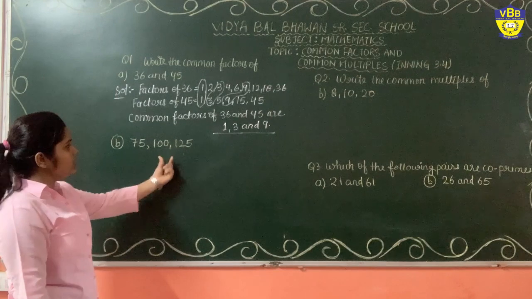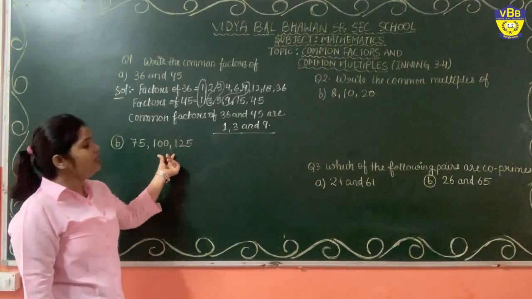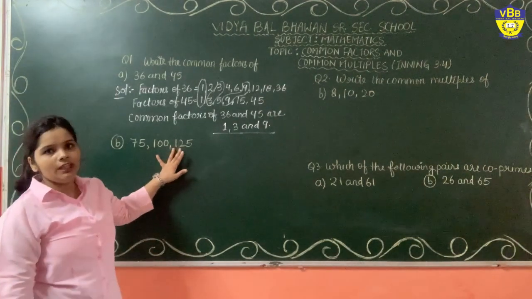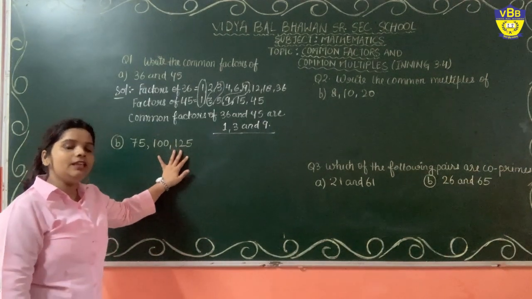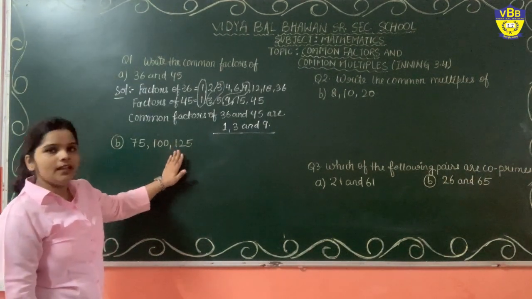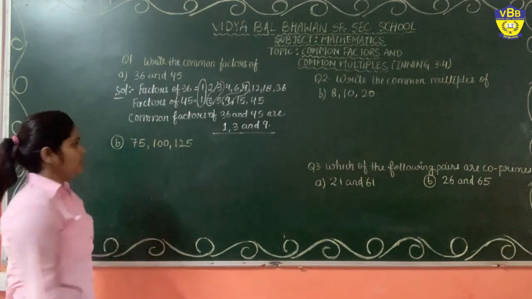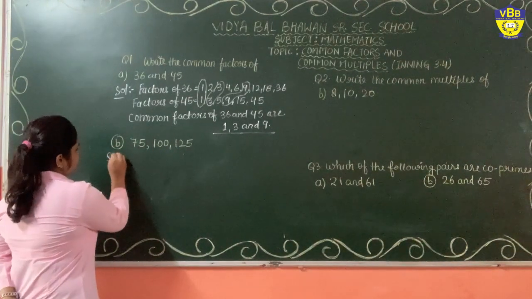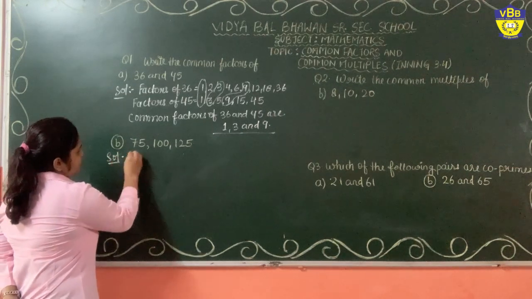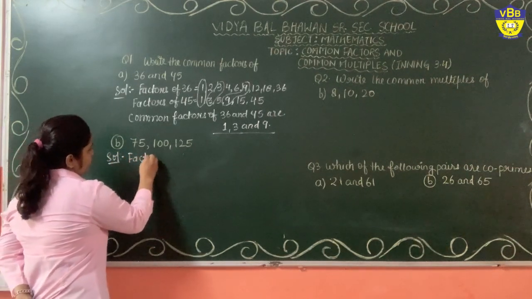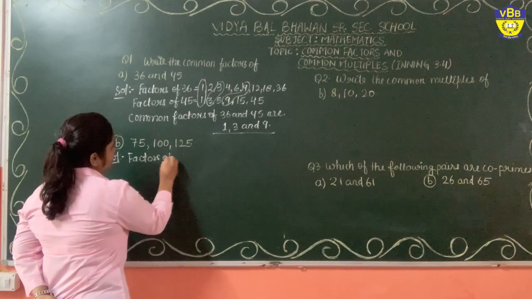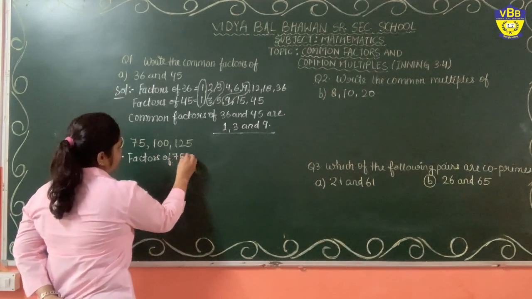The same question, second part is just that it is having 3 numbers. So you need to write the factors of these 3 numbers and then find the factors which are common in all the 3 numbers. Start doing it. Like factors of 75. Factors of 75 we need to write first.